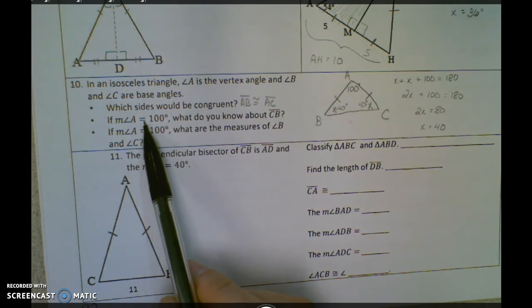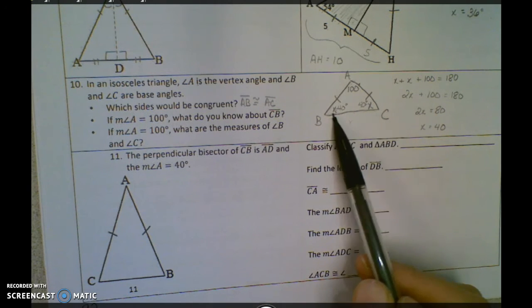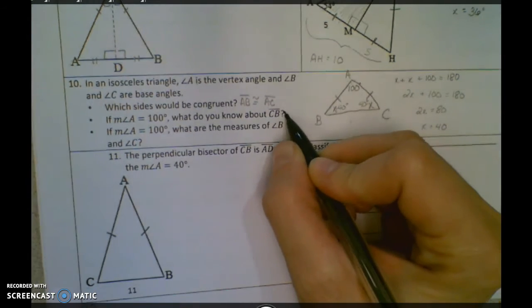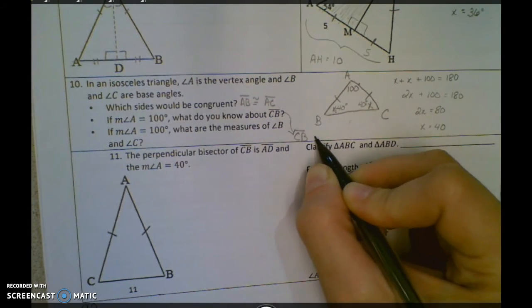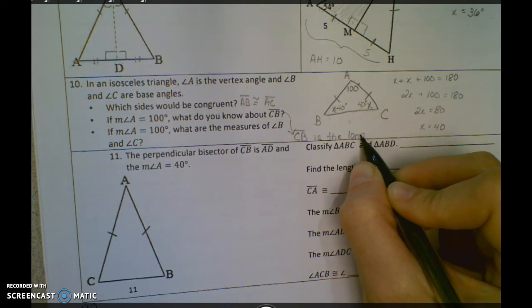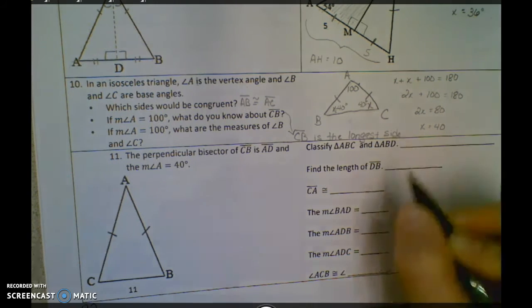So for the second part, what do I know about segment CB? I would know that this has got to be the longest side. Even though I made up this picture and I don't know if it's super accurate, if it's across from the biggest angle, it's going to be the biggest side. So I don't really have a ton of space for it, so I'm just going to write it down here and say segment CB is the longest side. And it's because it's across from the biggest angle.